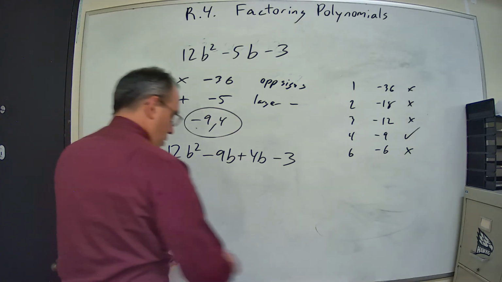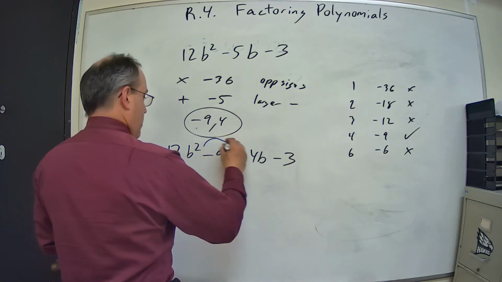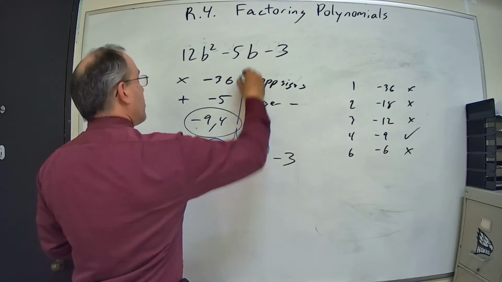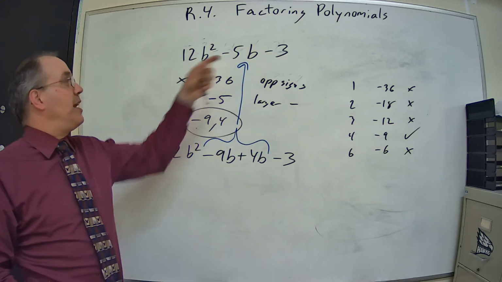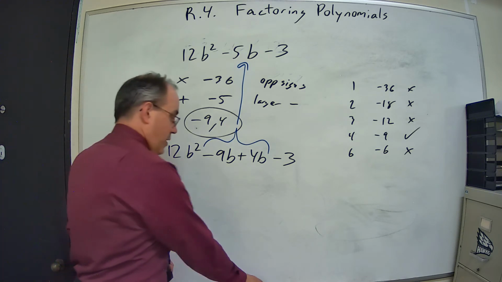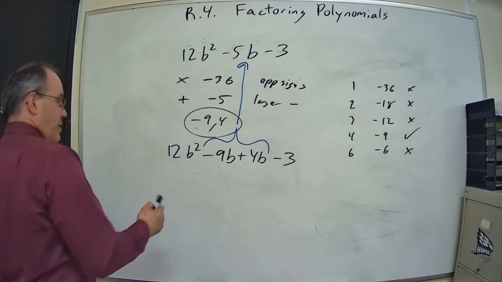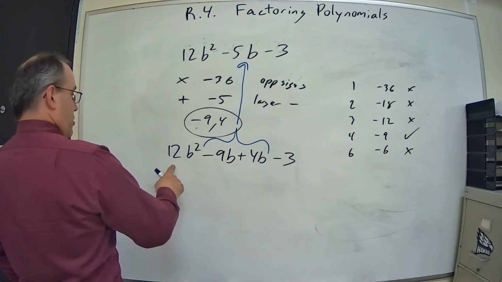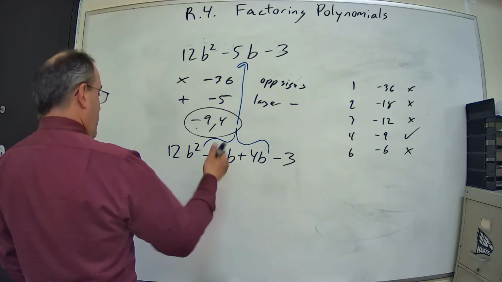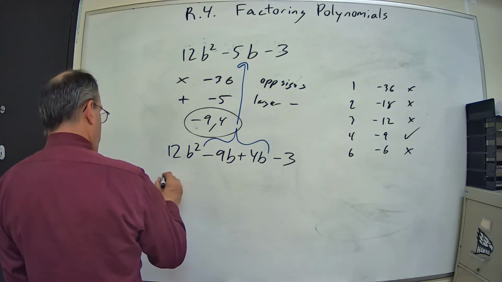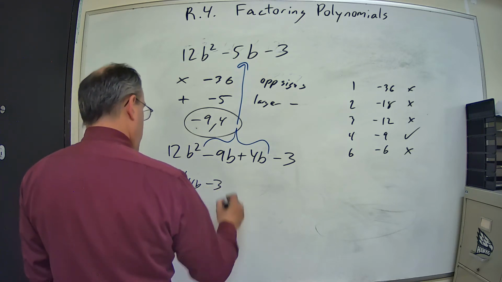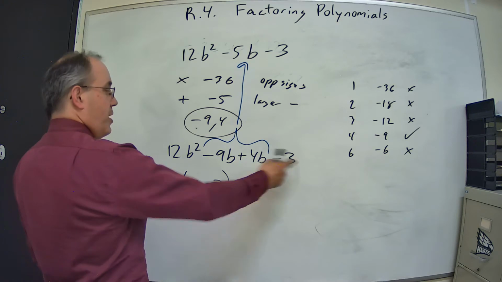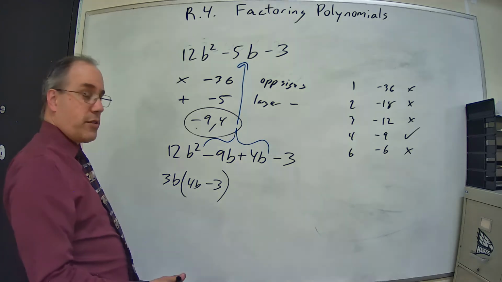All I'm doing is those two terms right there are that. Minus 9b plus 4b gives me negative 5b. Now that I have that, 12b squared minus 9b, I can pull out 3b, leaving me with 4b minus 3. And 4b minus 3, greatest common factor is 1.